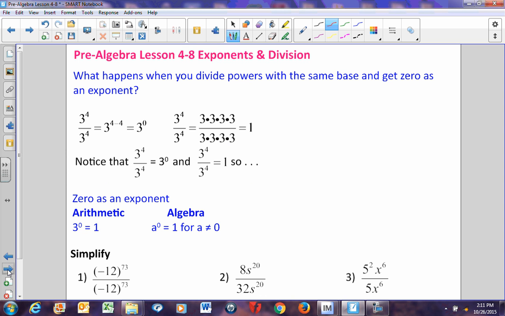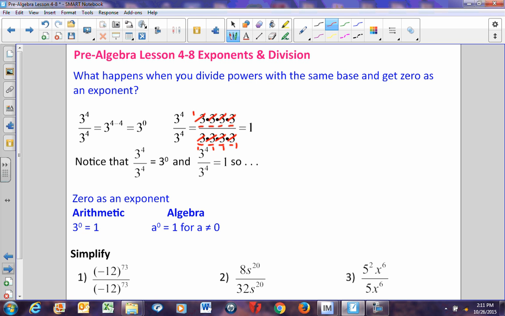Now, what happens when you divide powers with the same base and get 0 as an exponent? We briefly looked at that a second ago. 3 to the 4th divided by 3 to the 4th becomes 3 to the 4 minus 4, or 3 to the 0. If I look at it, 3 to the 4th has 4 3's on the top, 1, 2, 3, 4, and 4 3's on the bottom, 1, 2, 3, 4. If we cross cancel things out, everything does not become 0. All these become 1, remember?